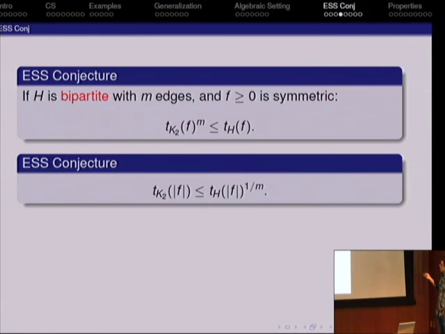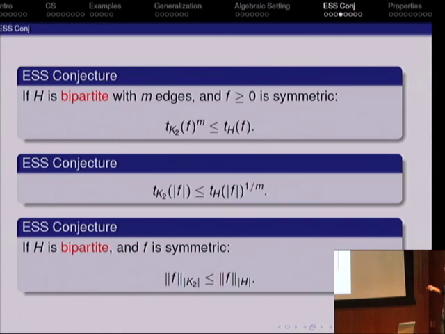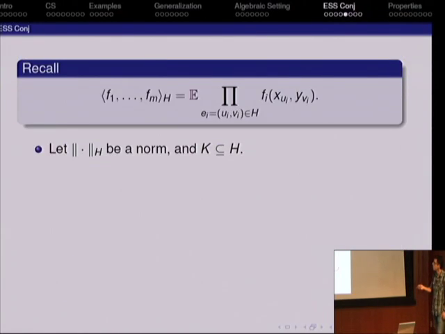First of all, it's about non-negative functions. I can get rid of that by just putting absolute values. And I can move this m to the other side, so I get this equivalent formulation for general functions. In my notation, this just says that the K2 norm of f with the absolute value is bounded above by the H norm of f with the absolute value for symmetric f. And it turns out symmetric and non-symmetric is equivalent here, so that's not an issue. So in our notation now, this is the ESS conjecture.